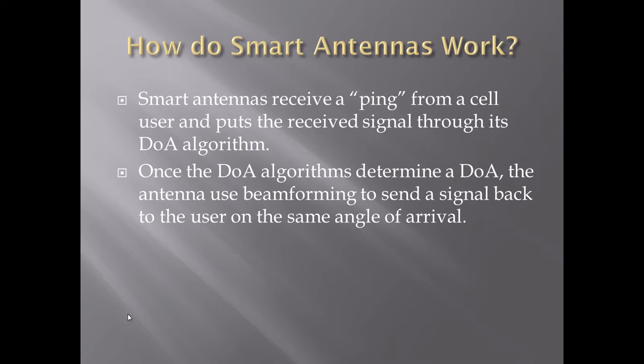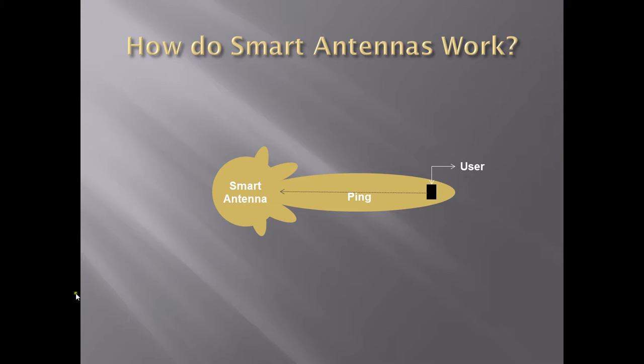Smart antennas receive a ping from a cell user and put the received signal through its algorithms. Once the DOA algorithms determine the direction of arrival, the antenna uses beamforming to send the signal back to the user on the same angle of arrival. As you can see, the user sends a ping to the smart antenna. The smart antenna puts the signal through its algorithms and forms a beam to send the signal back to the user.